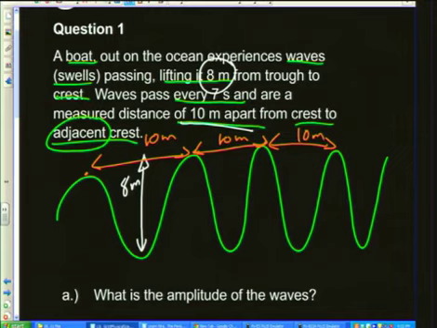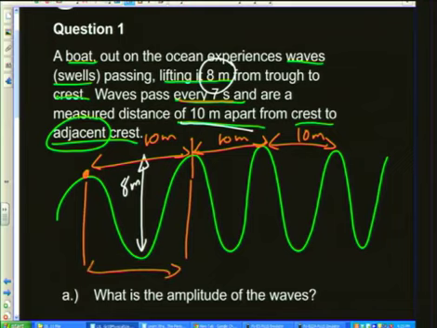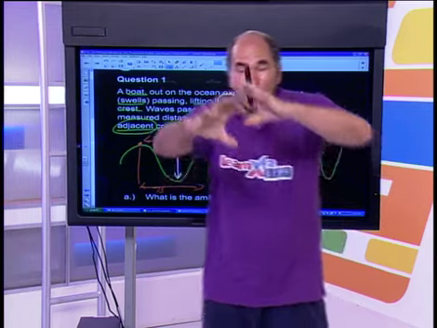The very important next thing is it tells us that the waves pass every 7 seconds. Waves pass every 7 seconds and are a measured distance. So from the time it goes from that one to that one, or from this bottom back to the bottom, that's 7 seconds. Okay. We'll take all that information and now try and use it to answer the question.